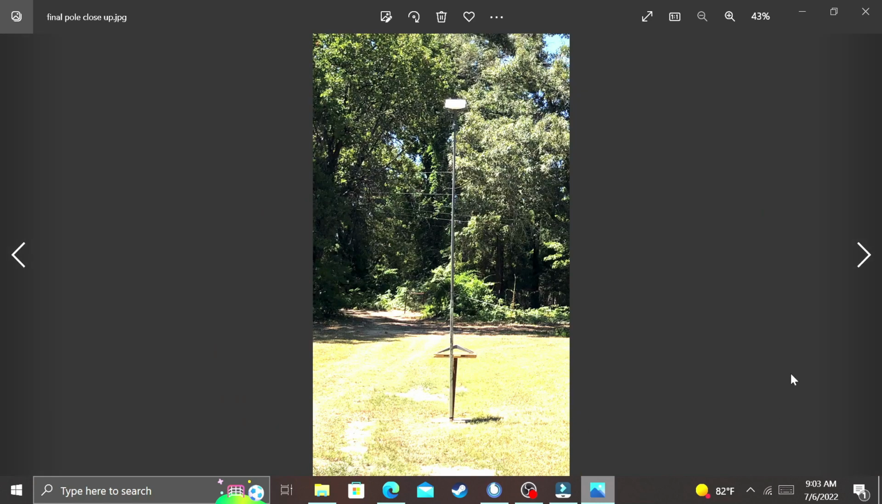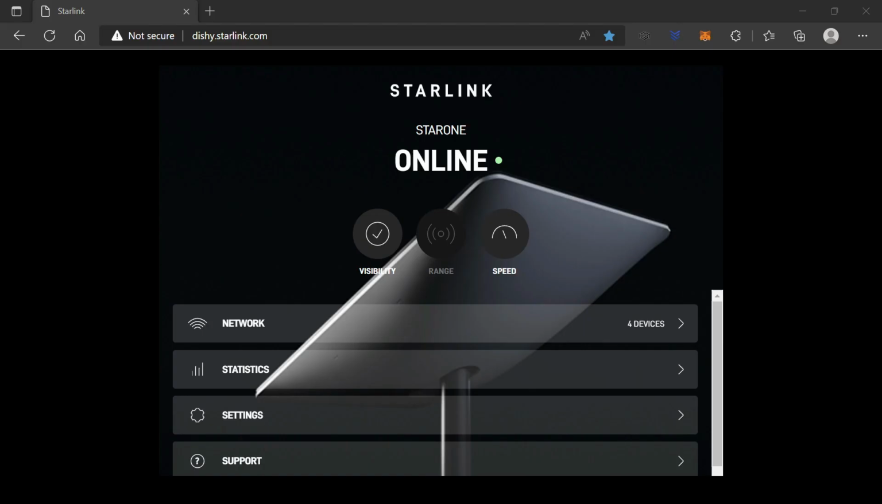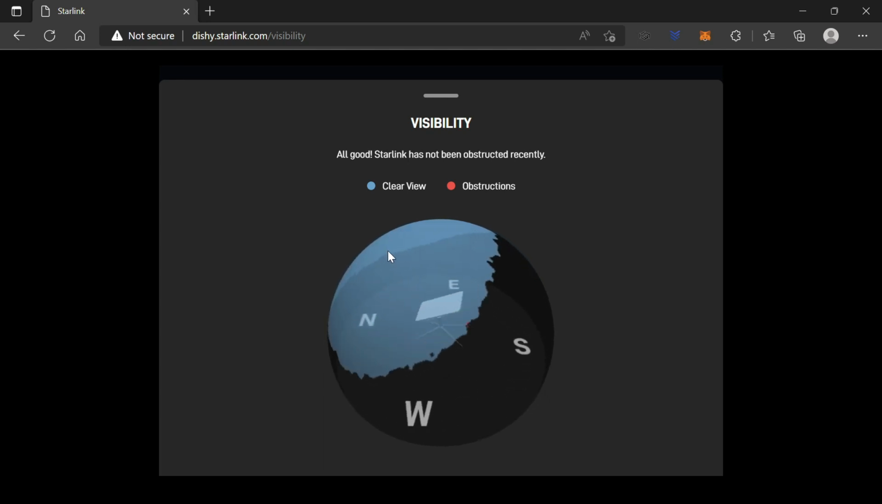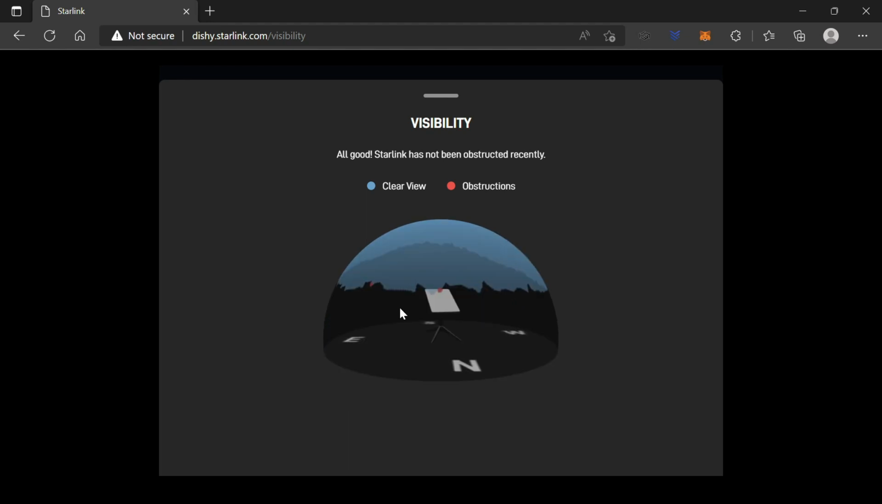Here's a little closer up picture of it. You can't see it, but there's a Starlink pole mount up here. I ended up purchasing that. So let's see what the final results were. Let's go look at our visibility. All good. Starlink has not been obstructed recently. Nice. So we have no obstructions. I see a few little red spots, and I know where those trees are. I'm betting that's the trees over there that I'm just barely getting over. But it's telling me I have no obstructions.